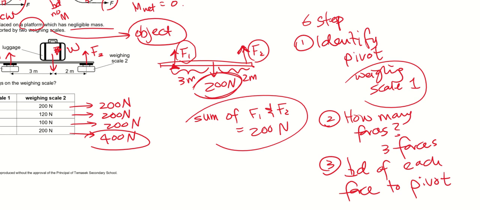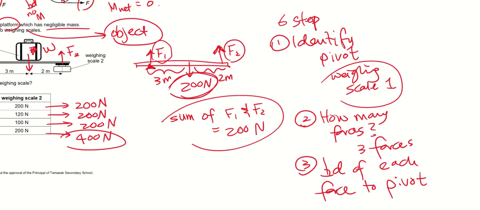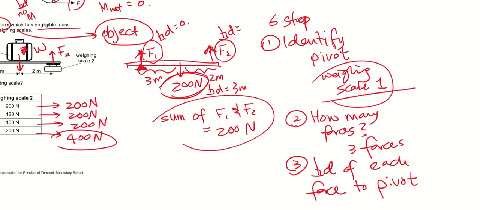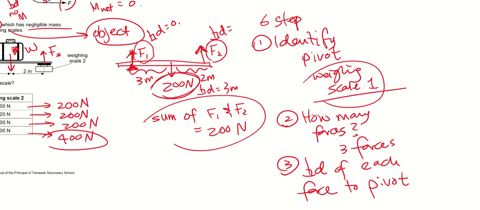Then step 3 is the most difficult, finding the perpendicular distance of each force to pivot. Now, we chose weighing scale 1 to be the pivot, and F1 is actually passing through the pivot. So for F1, the perpendicular distance is 0. For the 200 Newton, the pivot is at F1, so the perpendicular distance is 3 meters. For F2, using the position of weighing scale 1 as the pivot, the perpendicular distance is 3 plus 2 equals 5.